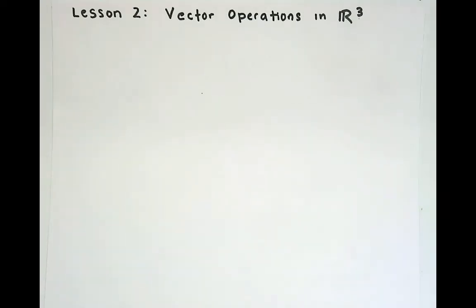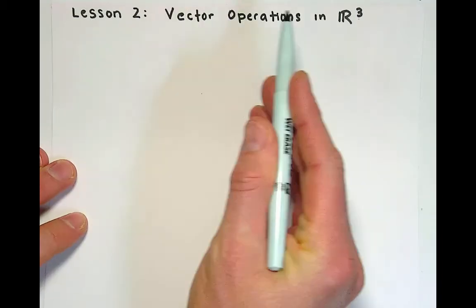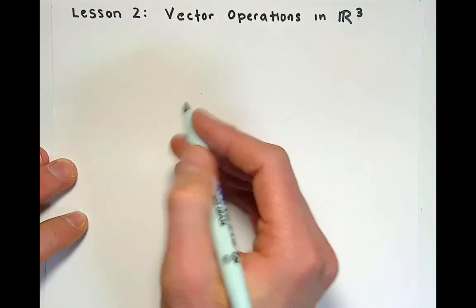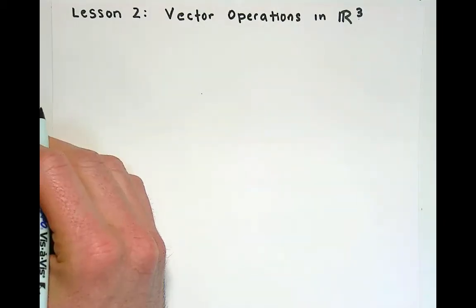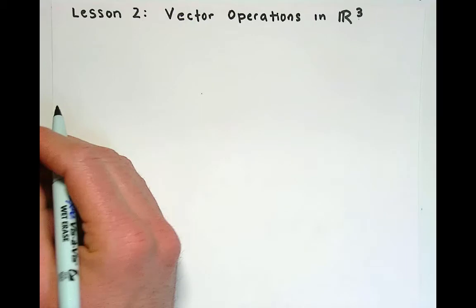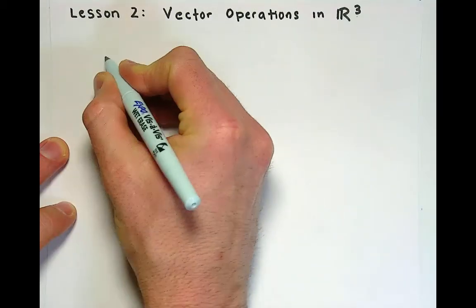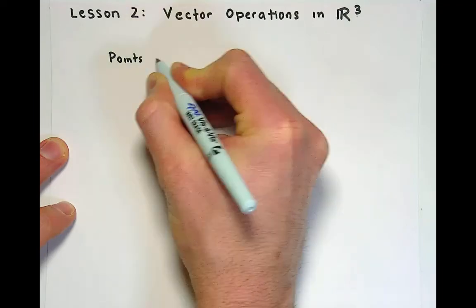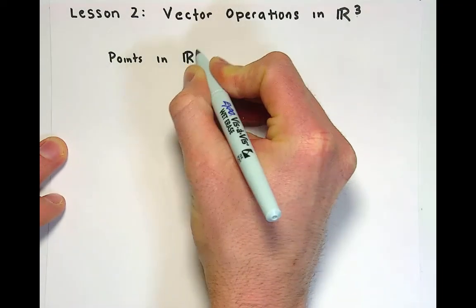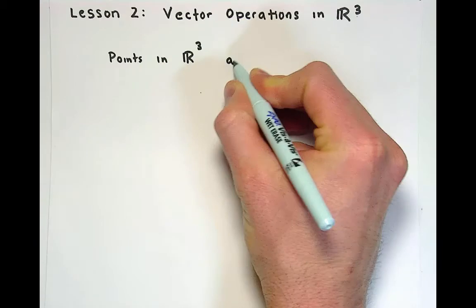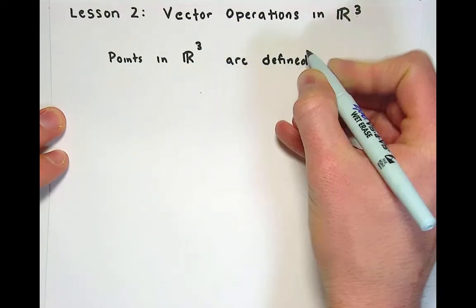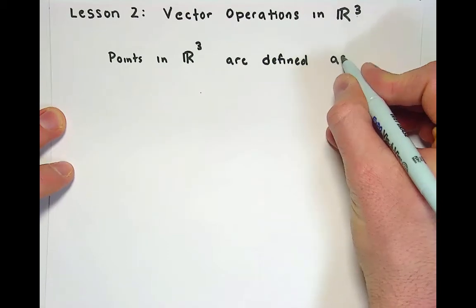Welcome back. In this video we're going to talk about vector operations in R3, which is a generalization of the work we did in lesson 1 talking about vector operations in R2. We begin with a discussion of points in R3, which are defined very similar to points in R2.